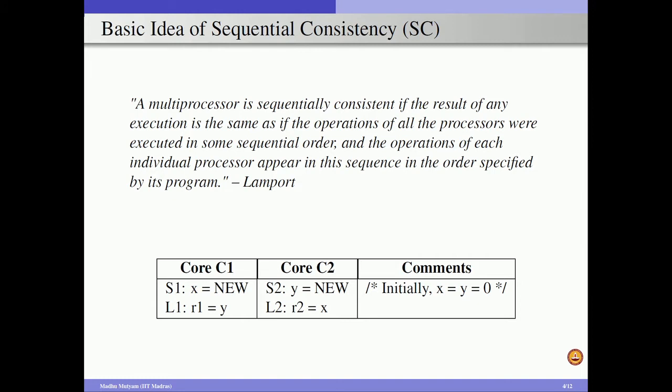So, we now explain the sequential consistency concept with an example. Consider a 2-core system where core 1 is executing a program that consists of a store instruction and a load instruction, and core 2 is executing another program which again has a store instruction followed by a load instruction. Once we have these two programs running simultaneously on these 2 cores, we will see what the expected outcome will be and whether the outcome is inconsistent with the sequential consistency definition.